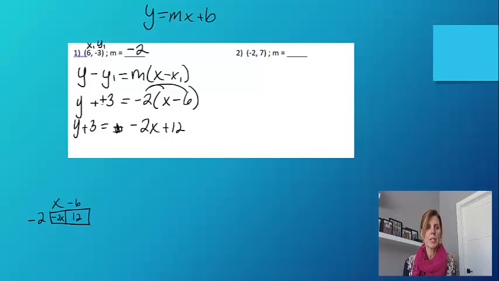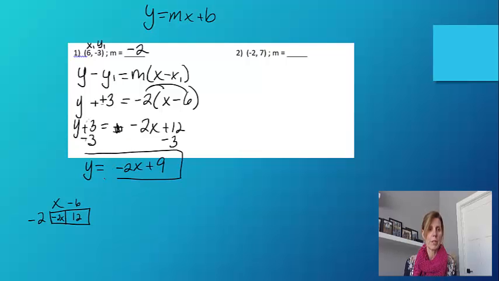And then notice it still does not say y equals because there's the plus 3 there. So I just need to subtract 3 from both sides. So I'm going to have y equals negative 2x plus 9. And notice I did put the negative 3 on with the 12 because the 3 did not have an x on it. So there we go. My answer is y equals negative 2x plus 9. Notice that it would be very easy for me to graph that equation if I wanted to.